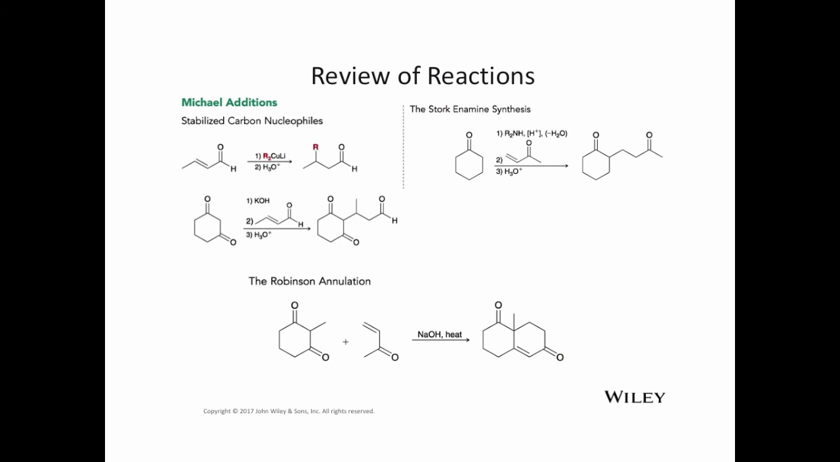And then we finished up with Michael additions, where stabilized carbon nucleophiles add to the beta carbon of a Michael acceptor, and the Stork enamine, which is a good way of converting a ketone into a Michael donor by making it into an enamine. And then finally, we looked at the Robinson annulation, where you do a Michael addition followed by an intramolecular aldol condensation.